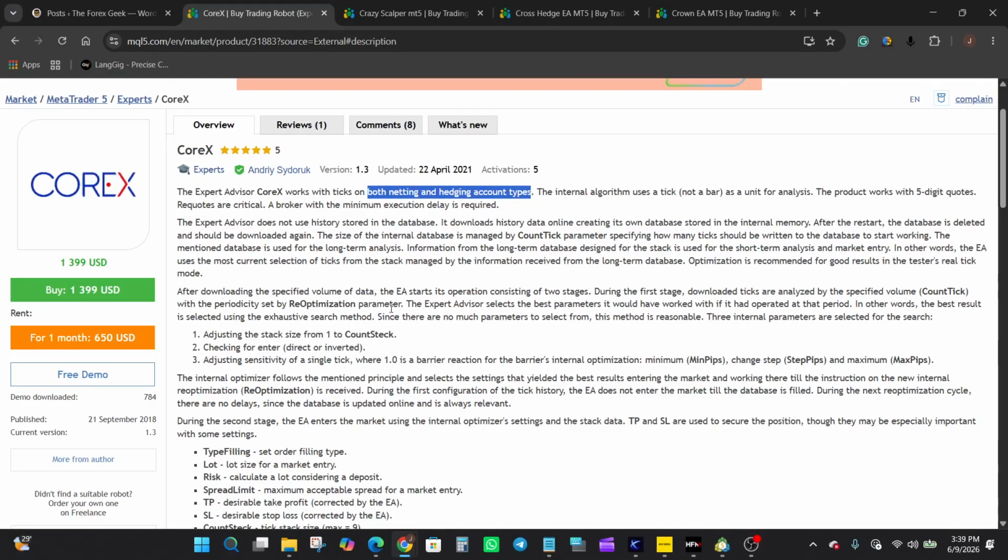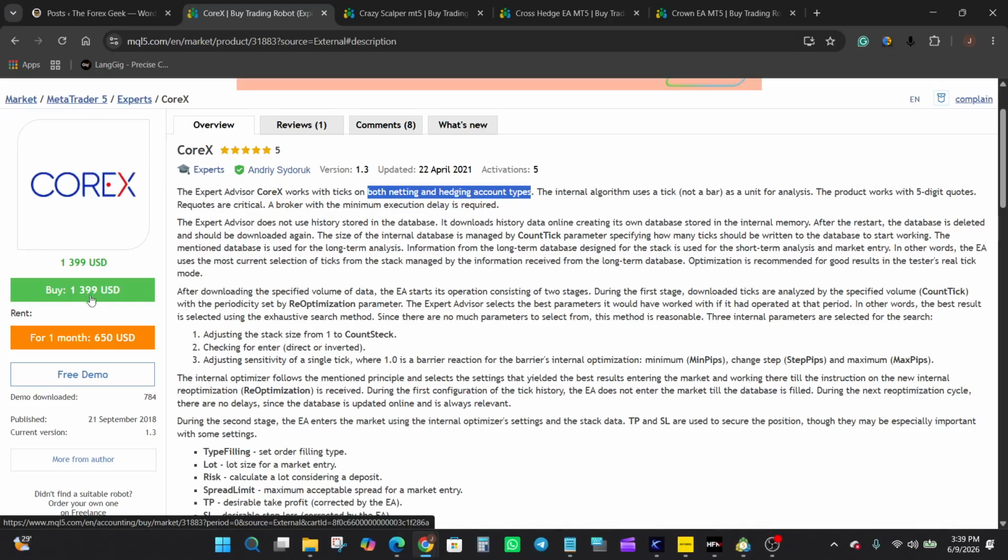Now, looking through the marketplace page, we can see the current purchase price is $1,399 US, with a 1-month rental option available for $650 US. The version shown here is version 1.3, updated on April 22nd, 2021.